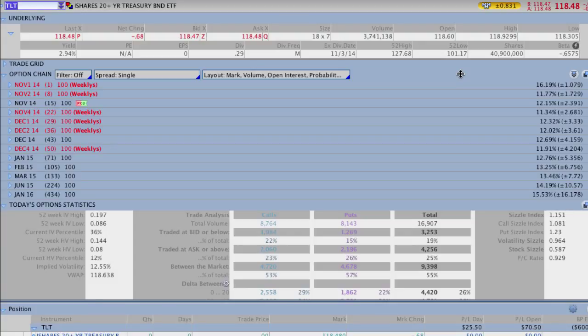So if the S&P rallies about 1%, then TLT might drop about 6%. Okay, so that's basically what this is saying, that for every dollar move higher in the markets, you might get about a 65-cent move in TLT.